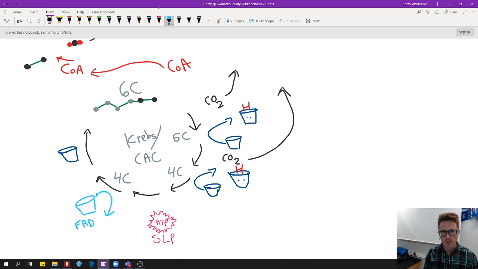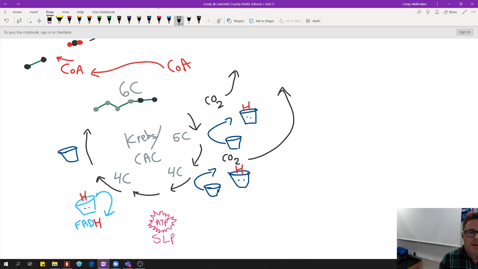It's just another molecule that's capable of oxidizing this high energy carbon compound. And so just like with NAD+, FAD is going to swoop in, it's going to steal some electrons, it's going to get a hydrogen, so it's going to be reduced into FADH.